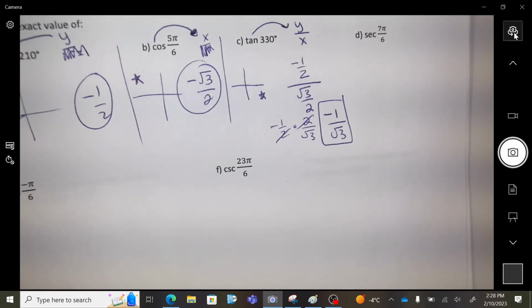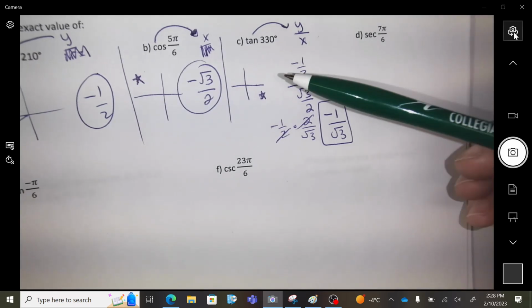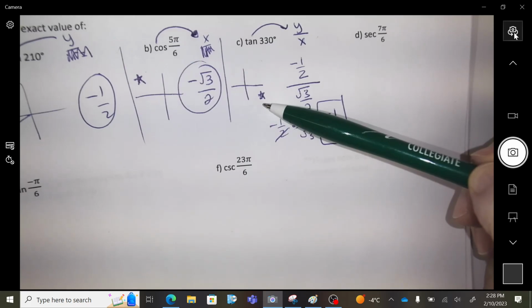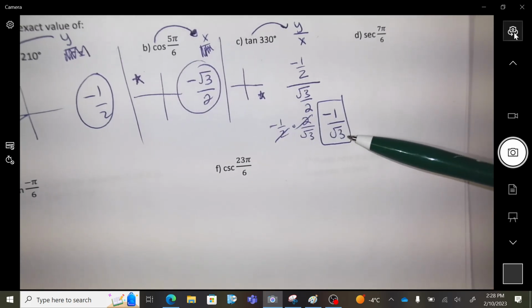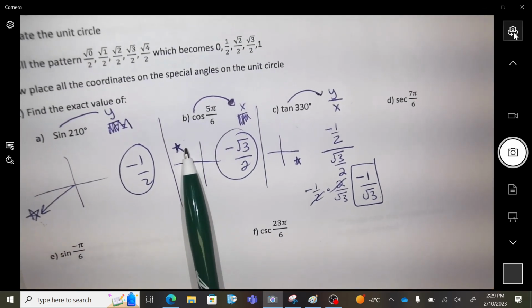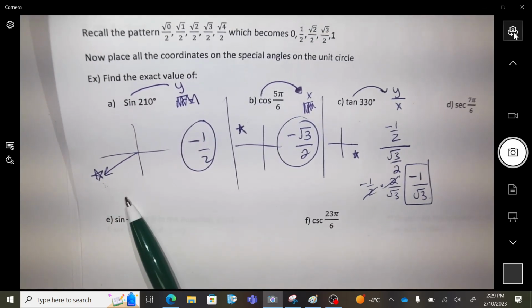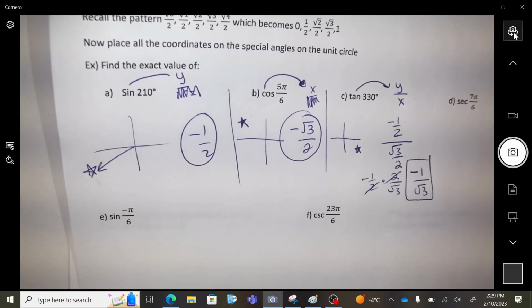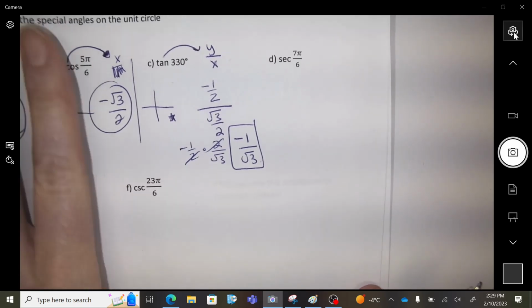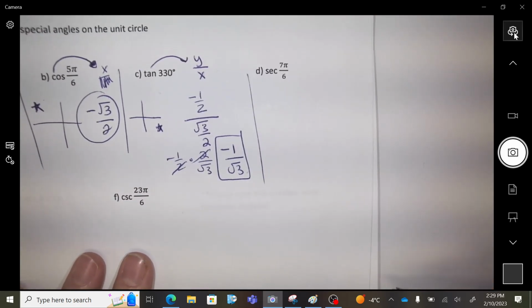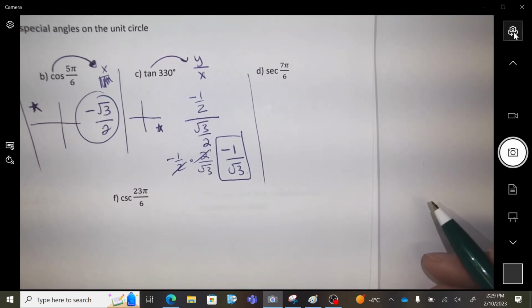Okay? You also should know this all connects to ASTC, right? So in quadrant 4, tan should be negative, right? This was in quadrant 2, cos should be negative. This is in quadrant 3, sine should be negative. That's always following suit.